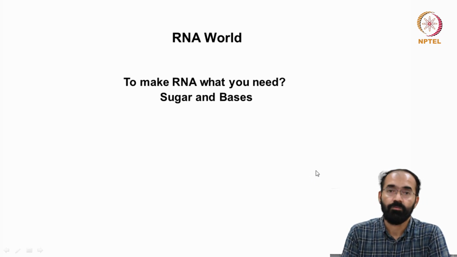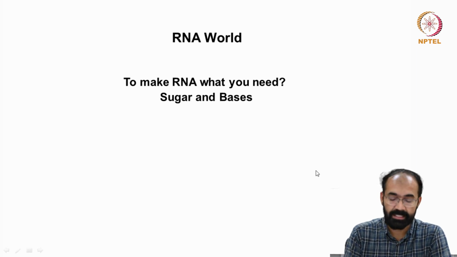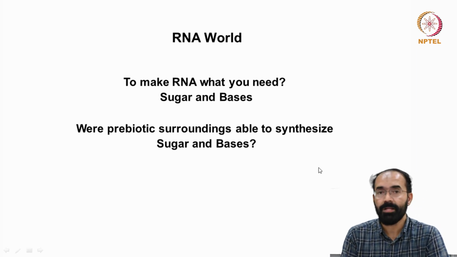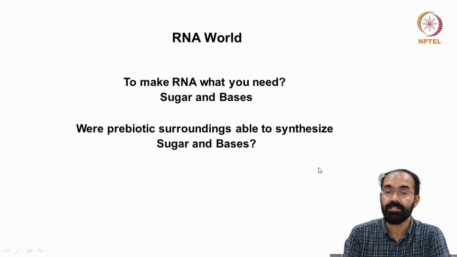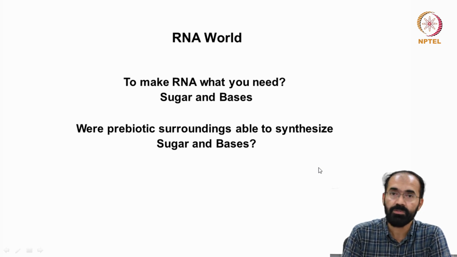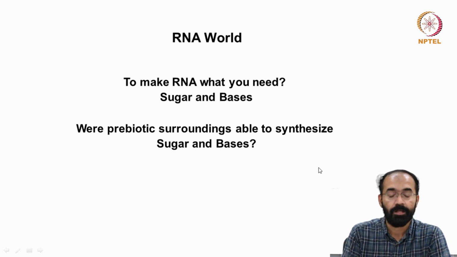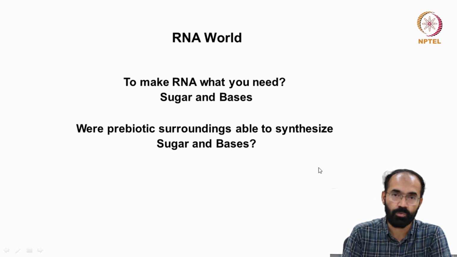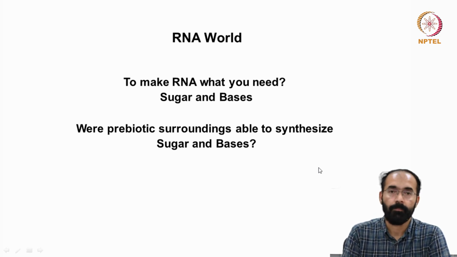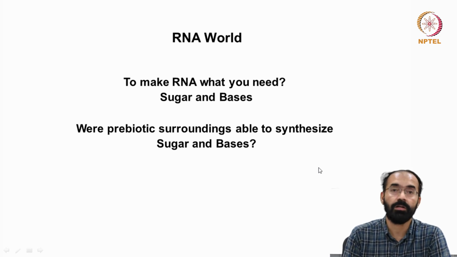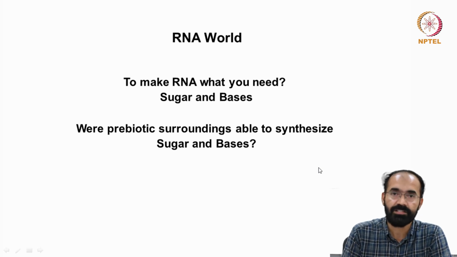So let us look back into the RNA world again. To make an RNA, we know that it needs sugar and bases. But were the prebiotic surroundings able to synthesize sugar or base in the proportion and in the quantity needed? This is a big question, because although you can produce one molecule or two molecules, that is not going to trigger the production of an RNA molecule capable of giving rise to life forms. So we should understand that this should have been a feasible reaction, a preferred reaction, and also a sustainable reaction.